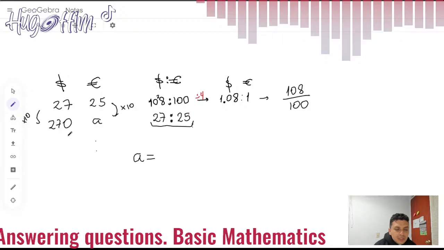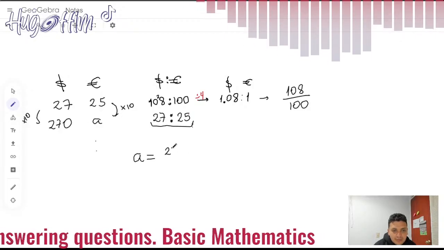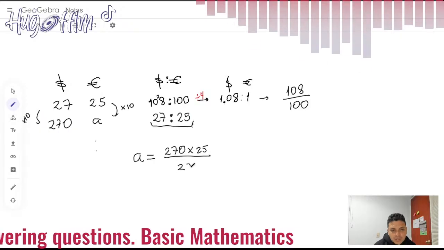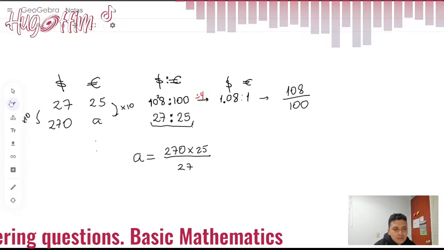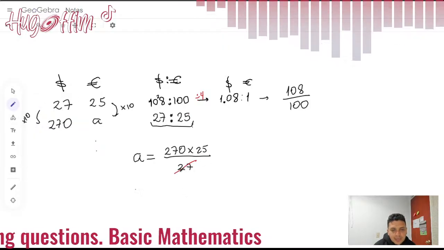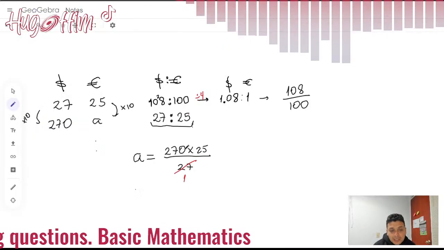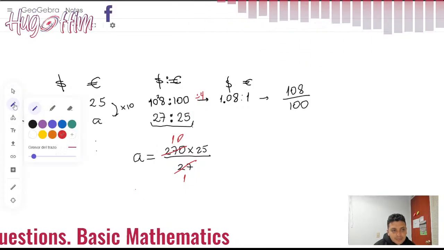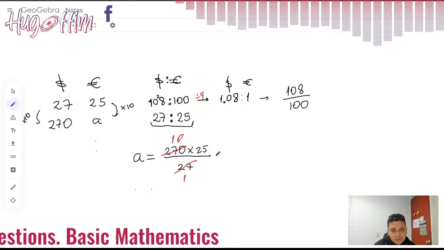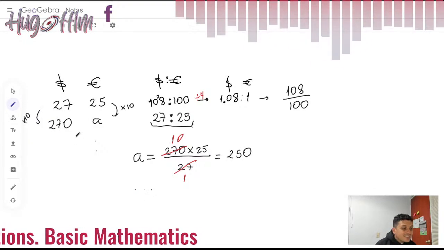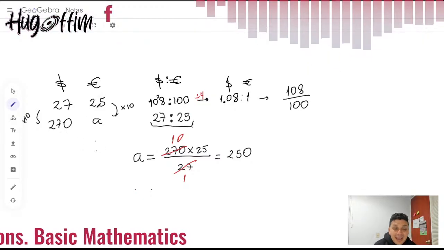A is going to be 270 times 25 divided by 27. But look at that, I can just simplify. 27 divided by 27 is 1. 270 divided by 27 is 10. So I just got 250. Okay, and this is how you can convert any currency.